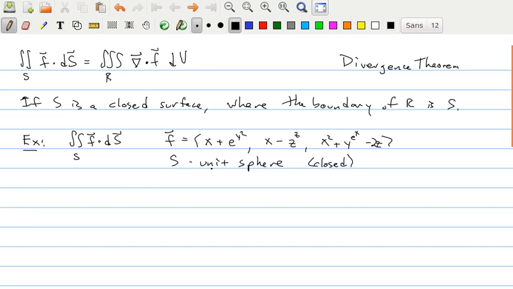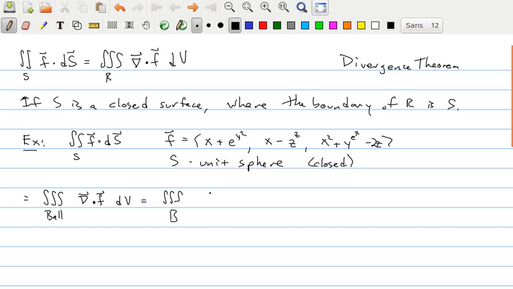If we only had the top half of the sphere, that would be open, because you can get from the inside to the outside by sort of crawling through the bottom. But this is a closed surface, so we can apply the divergence theorem on this. And this turns into the triple integral over the unit ball, that is the sphere filled in, of the divergence of F dV. So this gives us the triple integral over the ball.